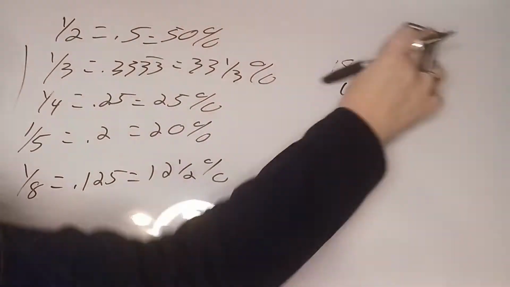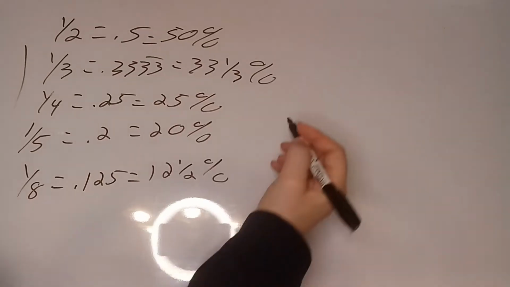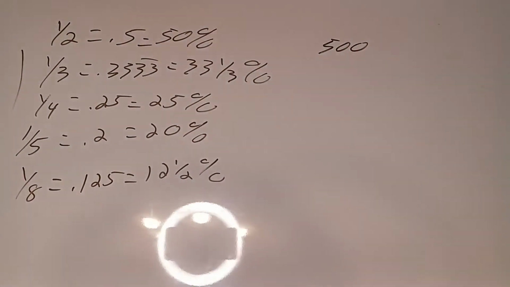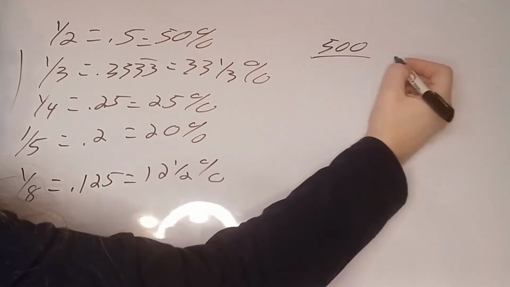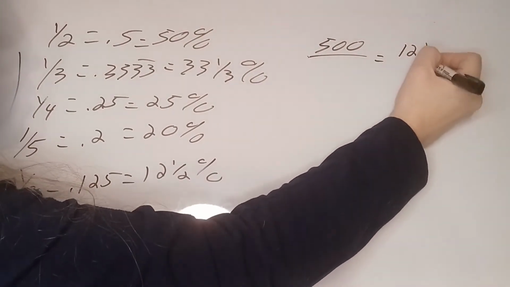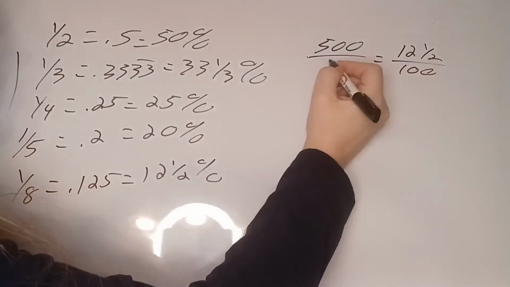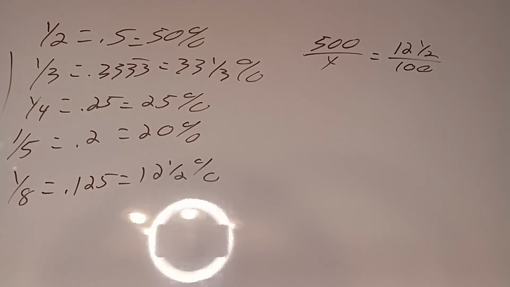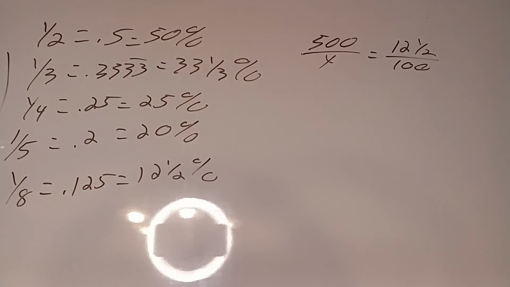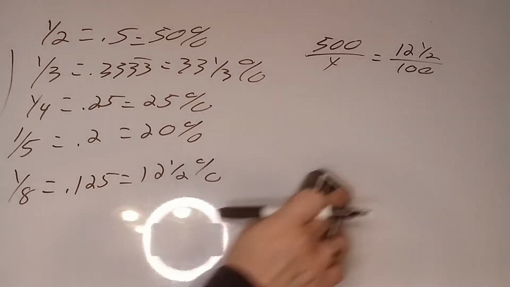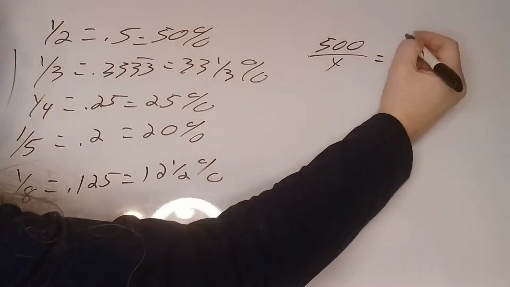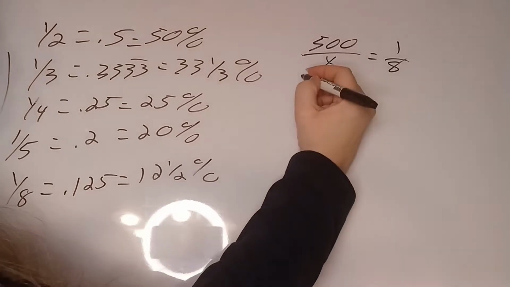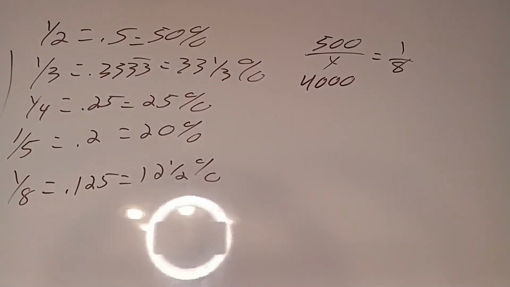Let's look at another one. Let's say somebody got a commission of $500. That was 12.5% commission. How much was the sales that generated that? Now we really don't want to divide 500 by 12.5, right? We can substitute in the 1/8. So now we're just multiplying 500 times 8, which is 4,000.